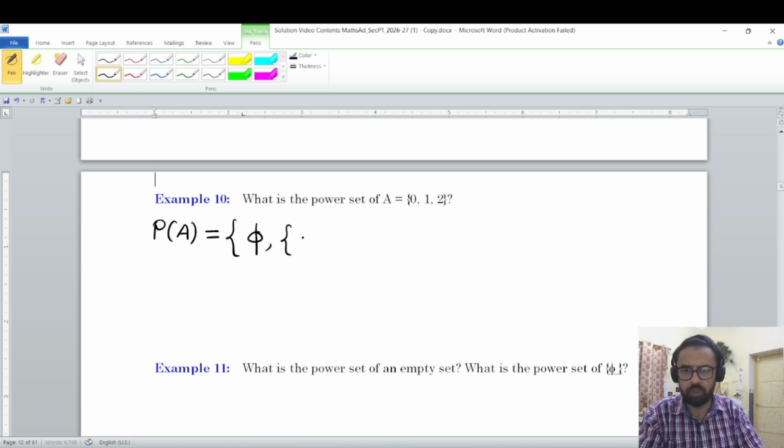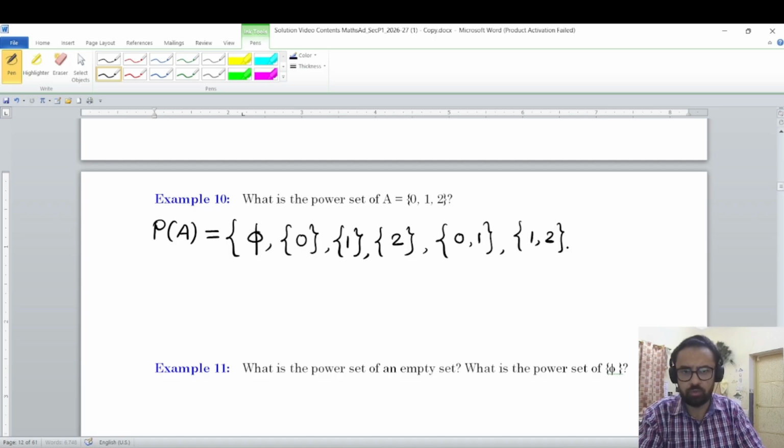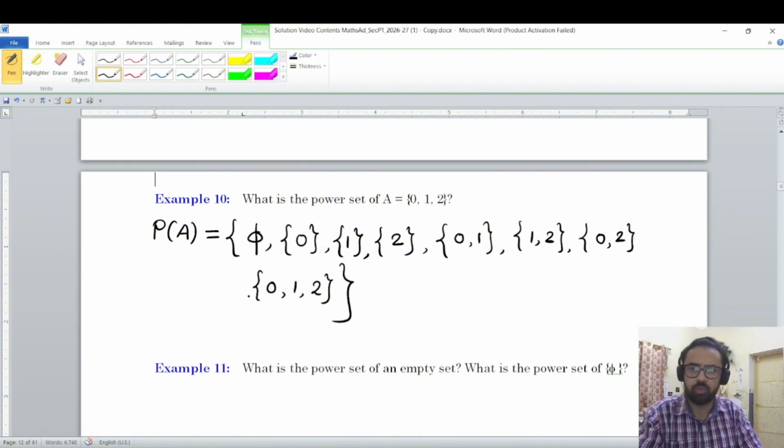Then you will take one element at a time, then you will take two elements at a time, {0, 1}, then {1, 2}, and then {0, 2}, and then three elements at a time, so {0, 1, 2}, and that completes your power set.